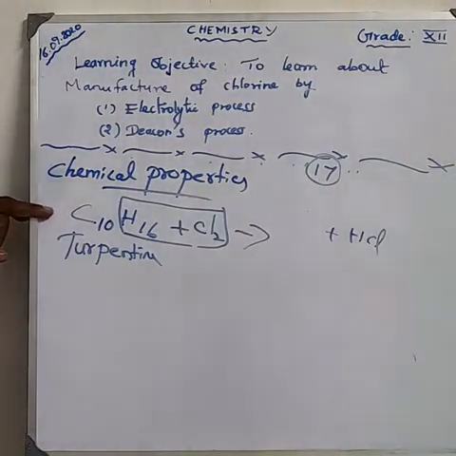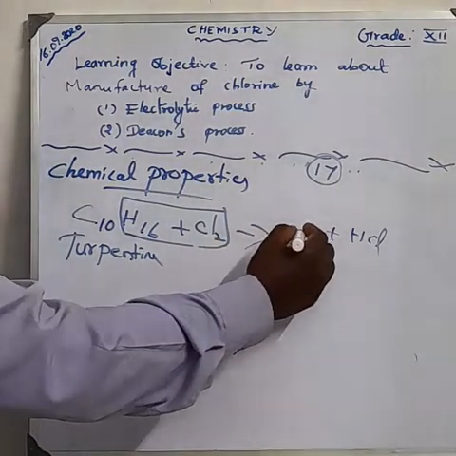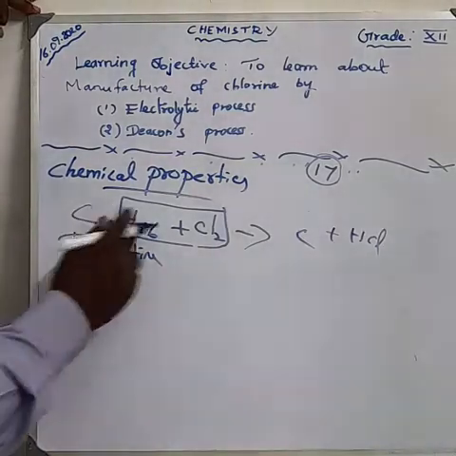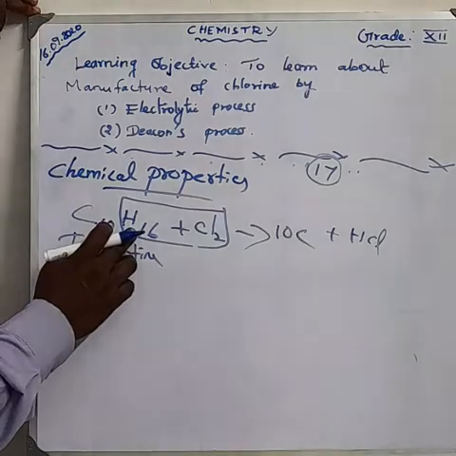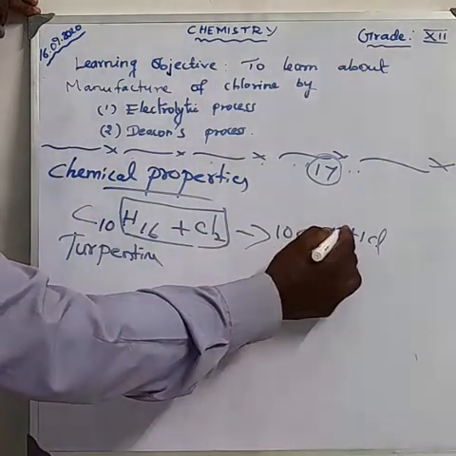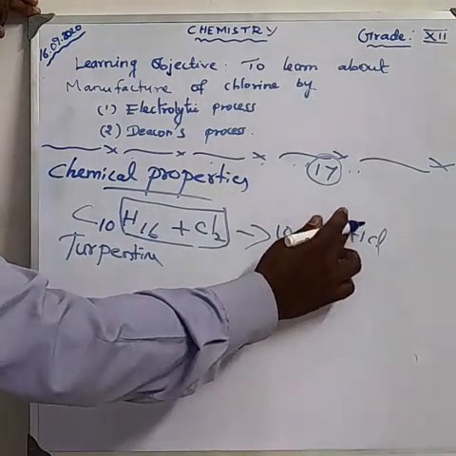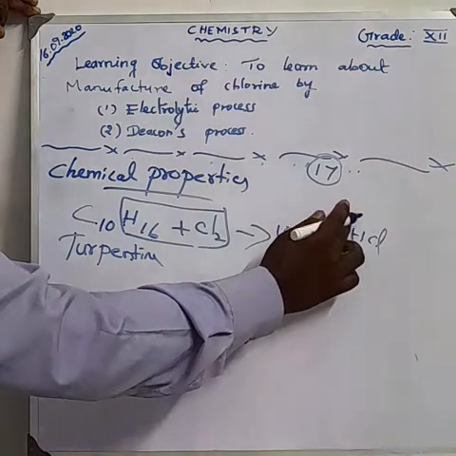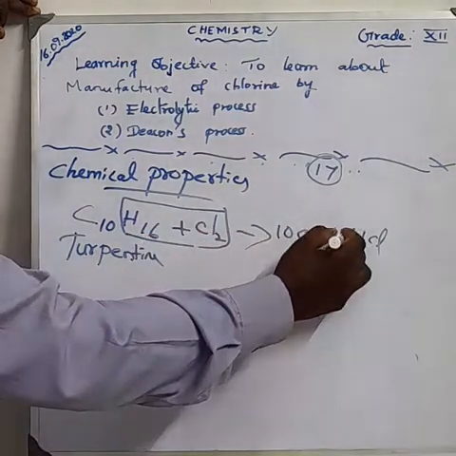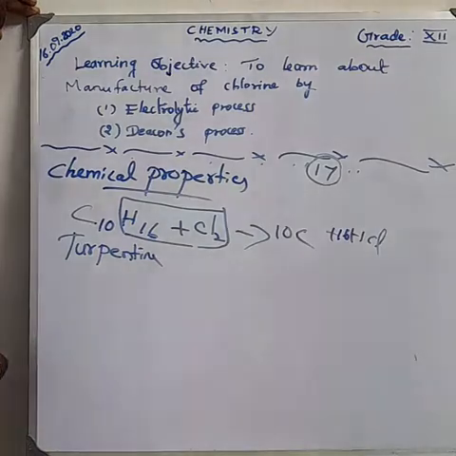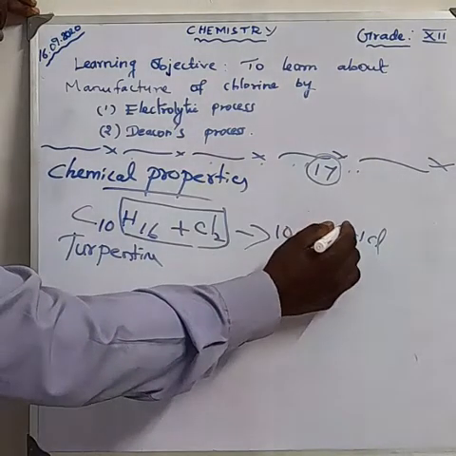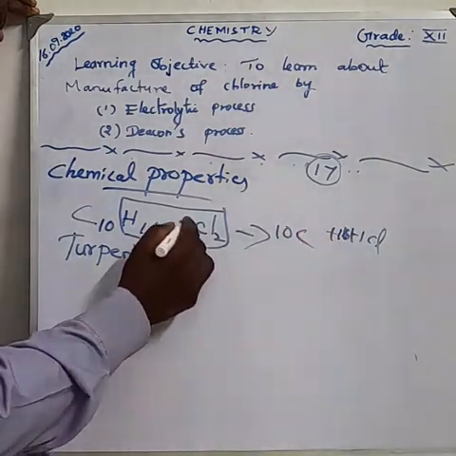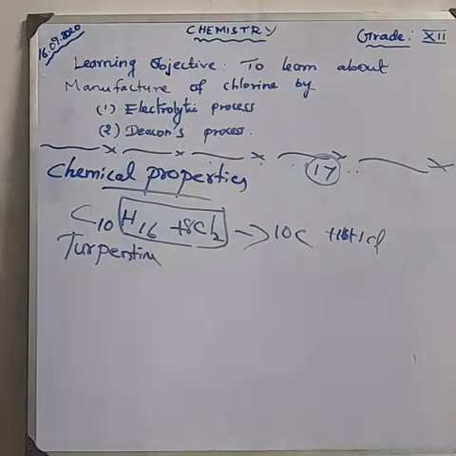And also leaving carbon. Okay, carbon. How much carbon is there? 10 carbon. So make it 10 carbon. How much hydrogen is there? 16. So 8 into 2. Am I right? 16. That means 16 hydrochloric acid. Clear? 16 hydrochloric acid. That means 8 2s are 16. Now the equation is balanced.